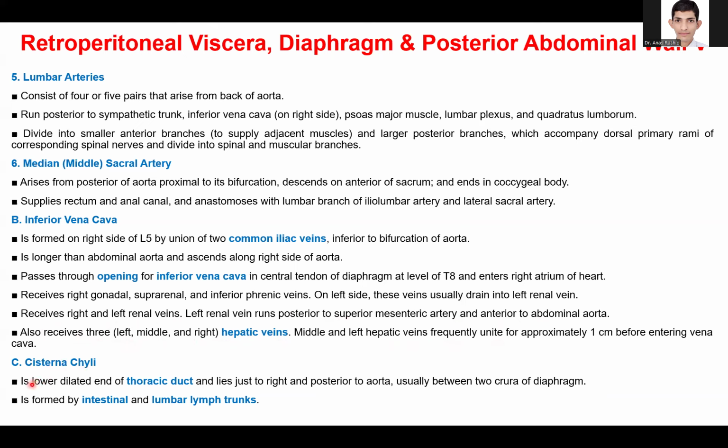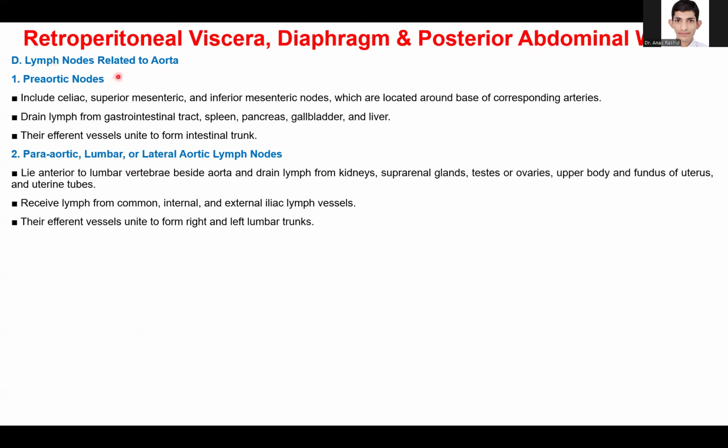The cisterna chyli is the lower dilated end of the thoracic duct and lies just to the right and posterior to the aorta, usually between the two crura of the diaphragm. It is formed by the intestinal and lumbar lymph trunks. Lymph nodes related to the aorta: pre-aortic nodes include celiac, superior mesenteric, and inferior mesenteric nodes, which are located around the bases of the corresponding arteries and drain lymph from the gastrointestinal tract, spleen, pancreas, gallbladder, and liver. Their efferent vessels unite to form the intestinal trunk.